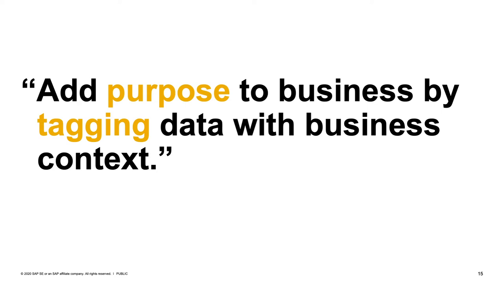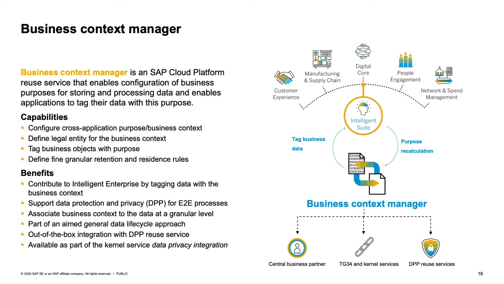As mentioned by Sharath, it's very important that you have a valid business purpose in order to process personal data. So data privacy integration takes a purpose-first approach. That's how we help to realize end-to-end data privacy. This is done via the business context management or business purpose management capability within the service. So this ensures that you can configure the necessary purposes, and the capability also gives you an API so that you can associate or tag all the personal data in your applications with the right business purpose.